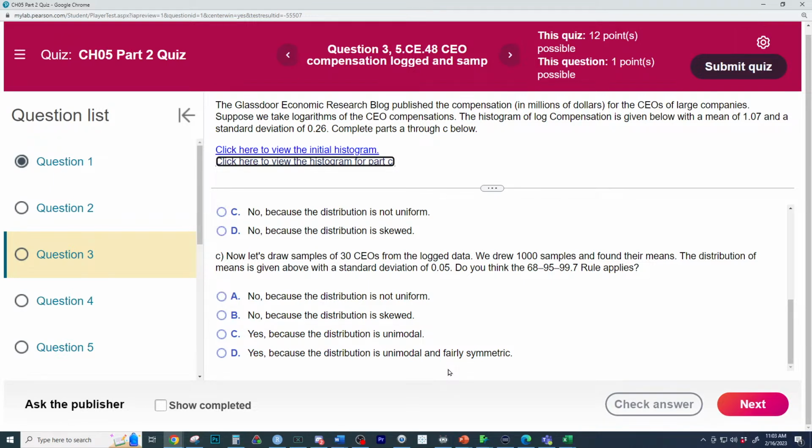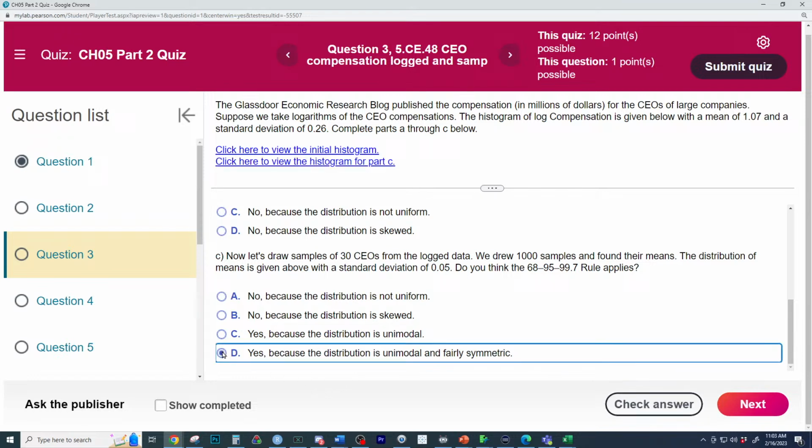Now let's draw samples of 30 CEOs from the logged data. We draw 1,000 samples from there and find their means. The distribution of the means is given with a standard deviation of 0.05. Do you think the 68, 95, 99.7 rule applies? I mean, yes, it looks pretty unimodal and symmetric. Yeah, that's what we need.